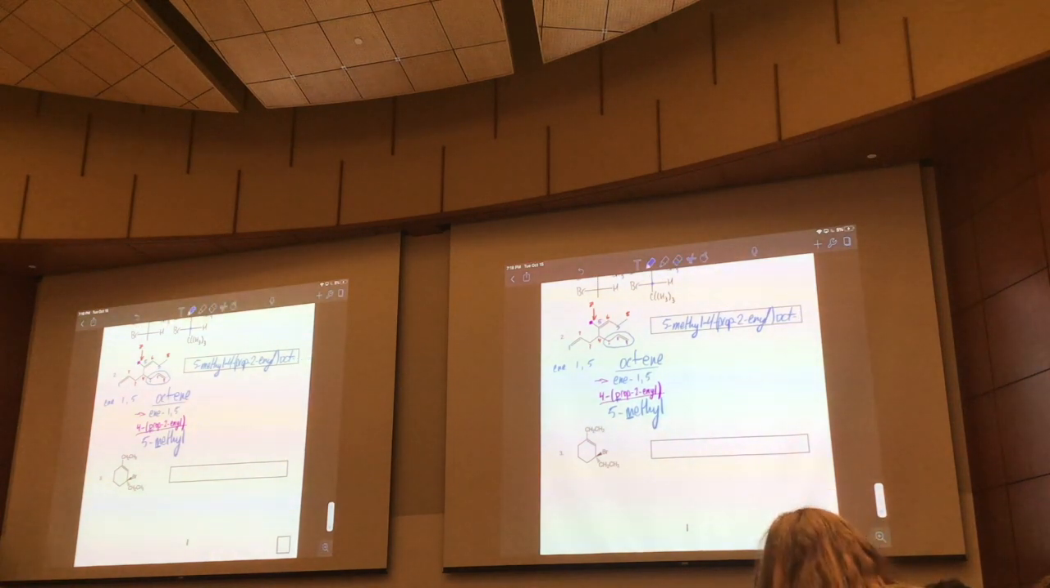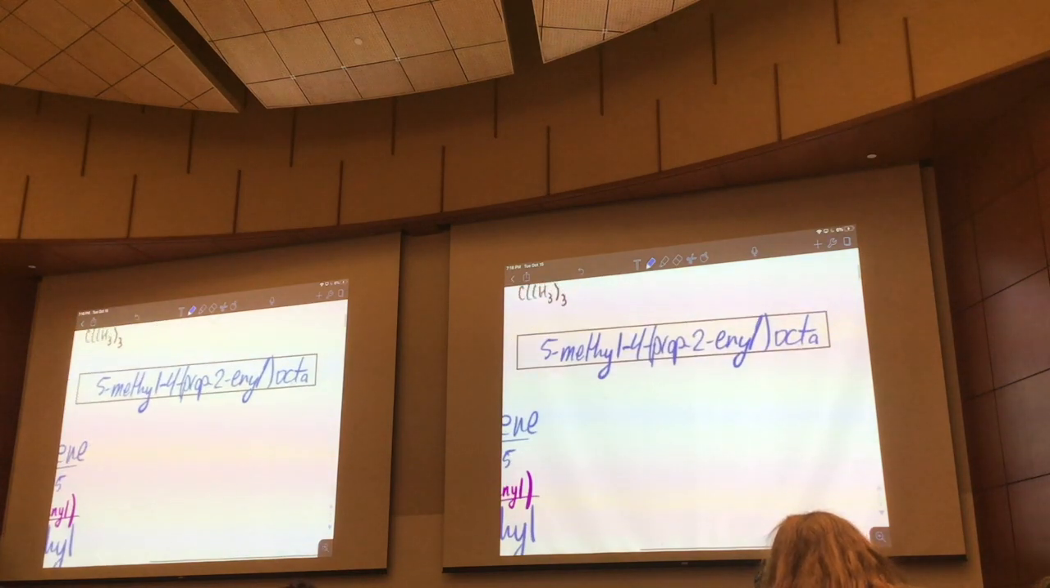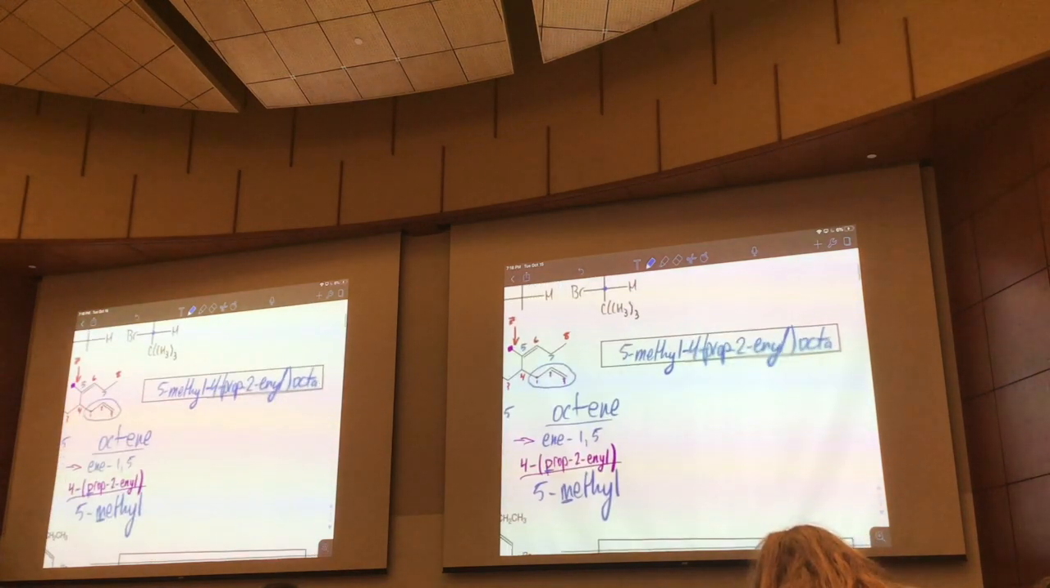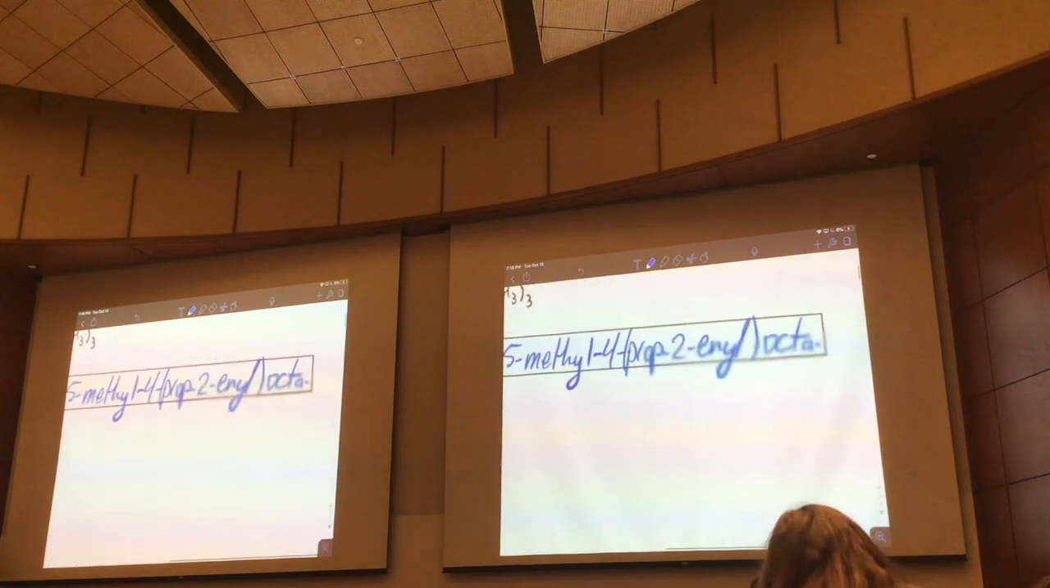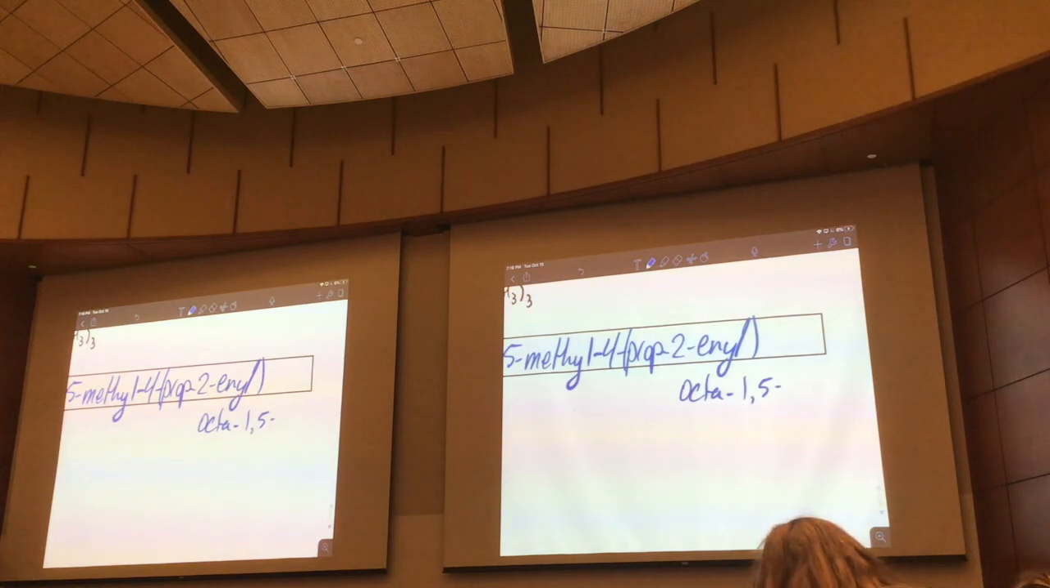Right. So, we need to add a letter here. We have oct, we need to change it to octa, because we added that numeric prefix. So octa, and where were they? 1, 5. Sorry, it's running out of space. I'm going to move this down. Octa, 1, 5, diene.